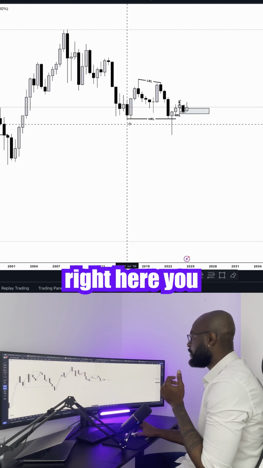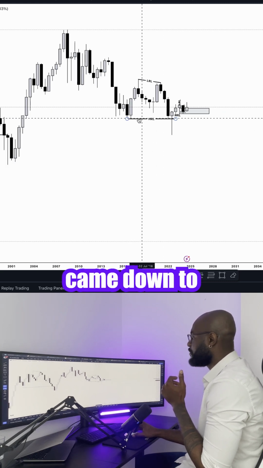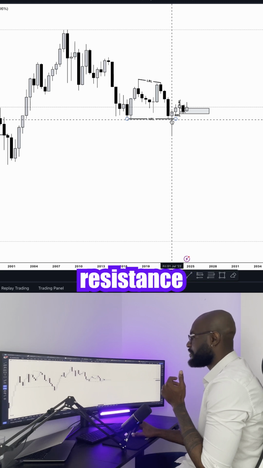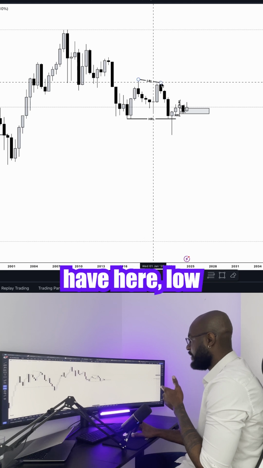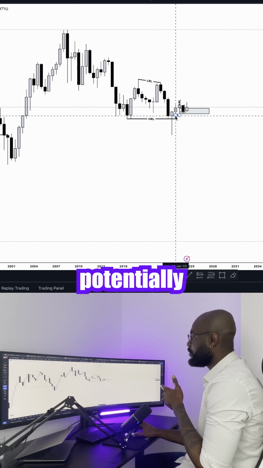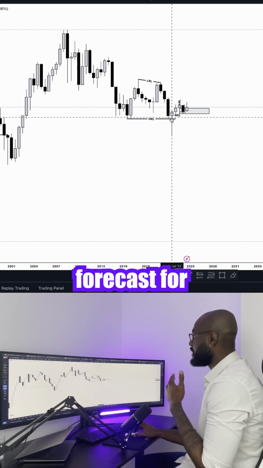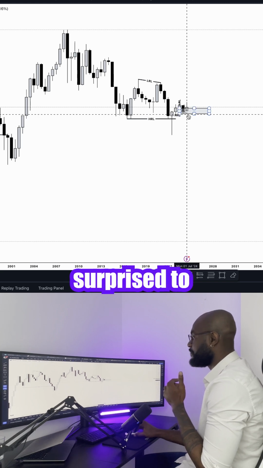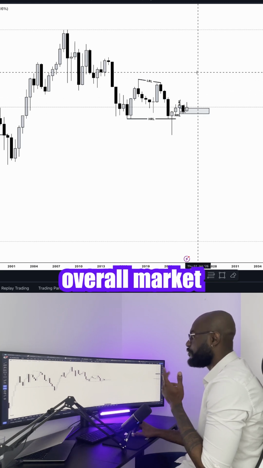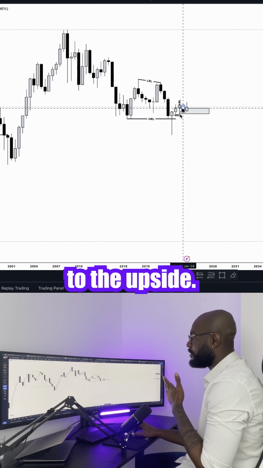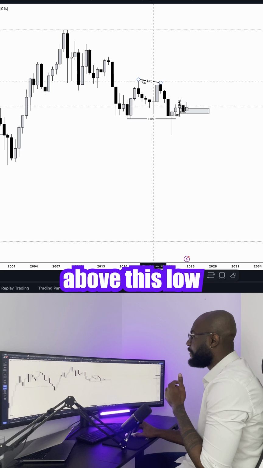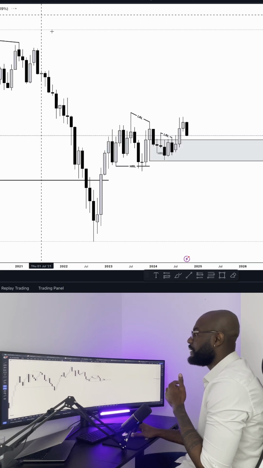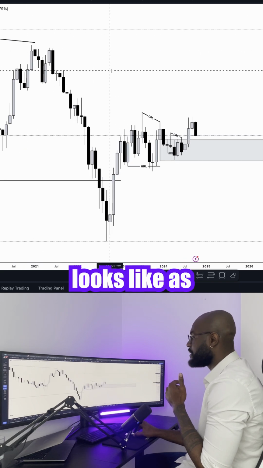And right here you can see we came down, took liquidity, created high resistance liquidity as well, and after that, look right here what we have, low resistance liquidity. So potentially this is a forecast for the nearest future. I wouldn't be surprised to see a continuation to the upside because the overall market structure still remains to the upside. I wouldn't be surprised to see price eventually rally above this low resistance liquidity. So let's go to the monthly time frame to see what that looks like as well.